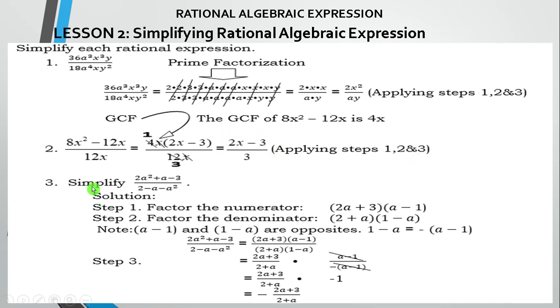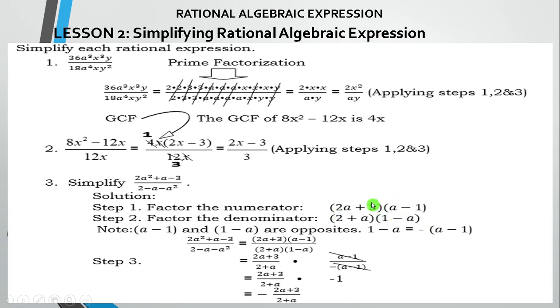So, for the example number 3, we have here 2a squared plus a minus 3 over 2 minus a squared. Okay, so, trinomial yung nasa numerator, trinomial din yung nasa denominator. So, solutions for step 1 factor the numerator. The factor of our numerator is quantity 2a plus 3 times the quantity a minus 1.